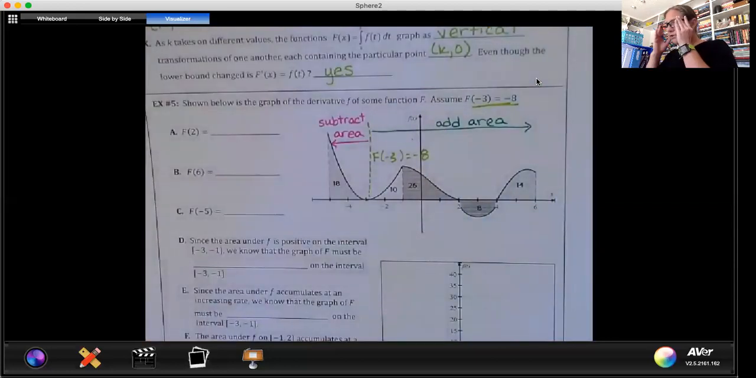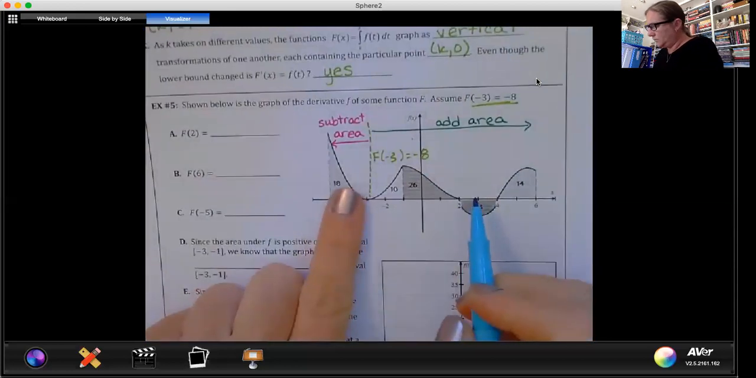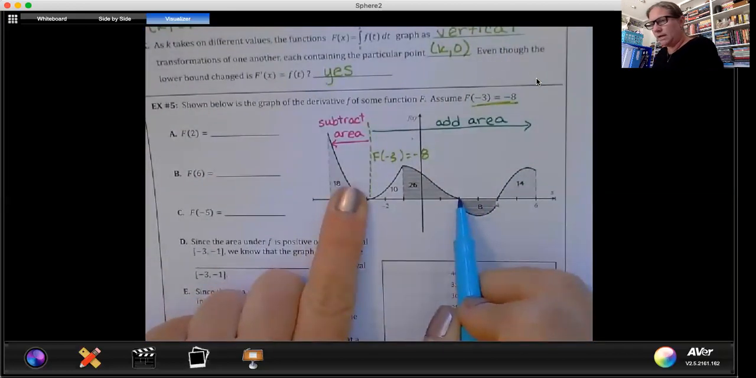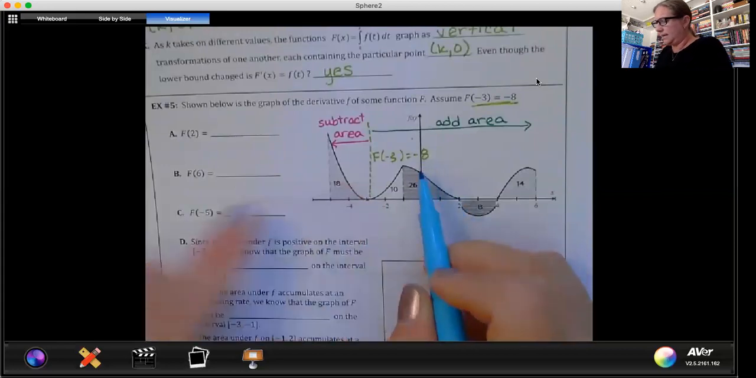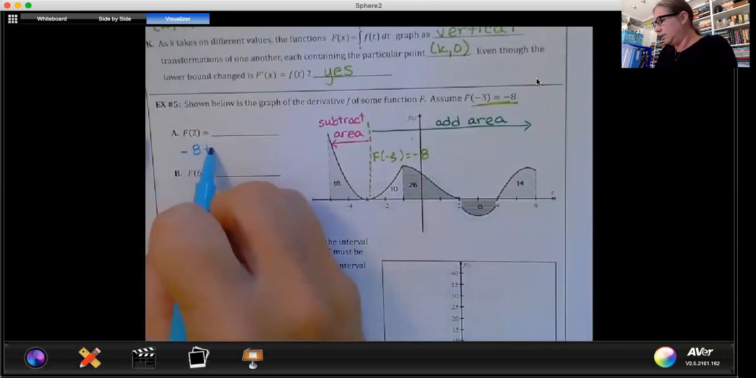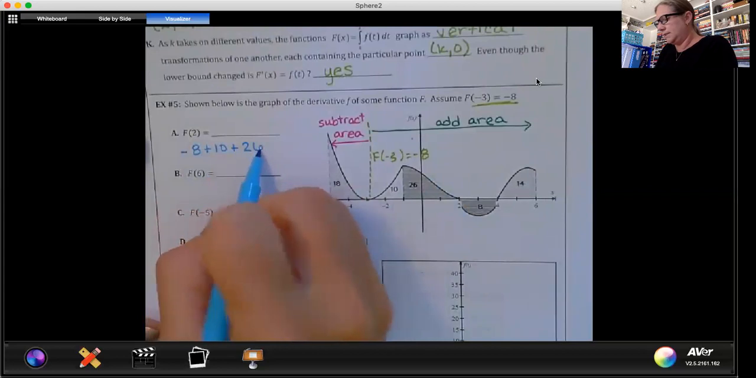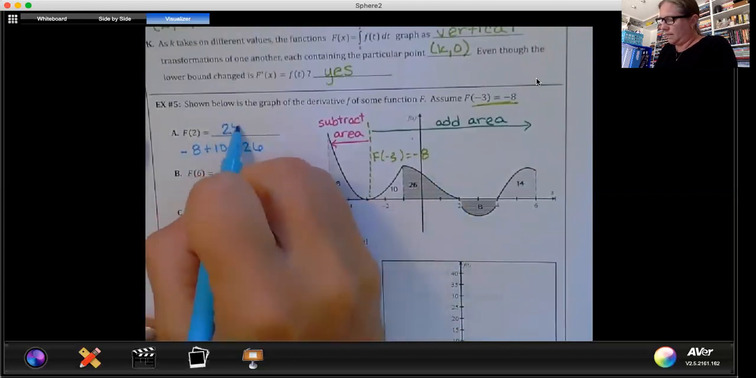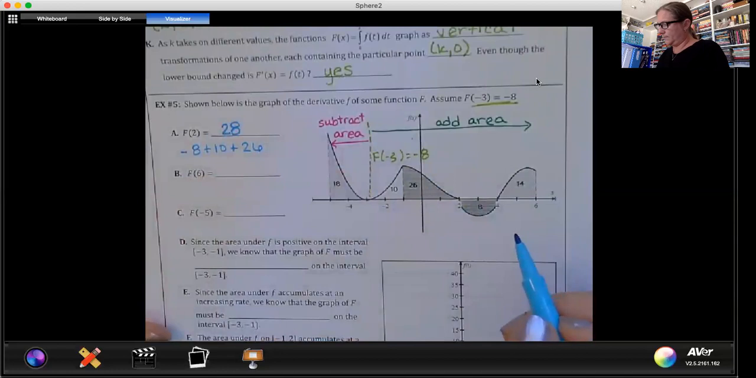So f of 2, be from here to here. So we have our initial value, negative 8, plus 10, plus 26, and that's going to give us 28. Don't forget that initial value.